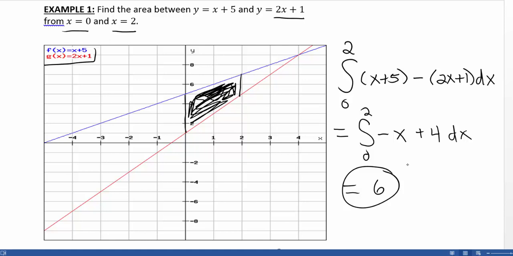And we are able to find that by doing top curve minus bottom curve. If you had flipped these and done bottom curve minus top curve, what you would find is that your area would have been negative 6. So keep that in mind.